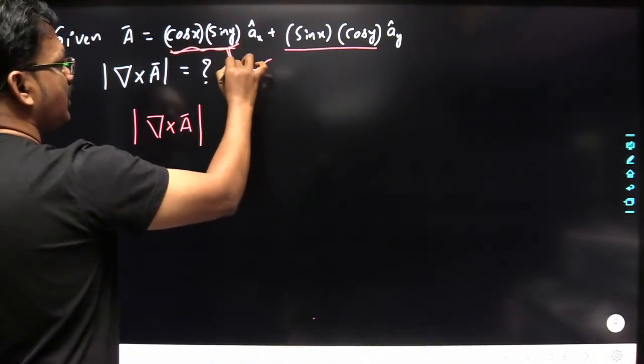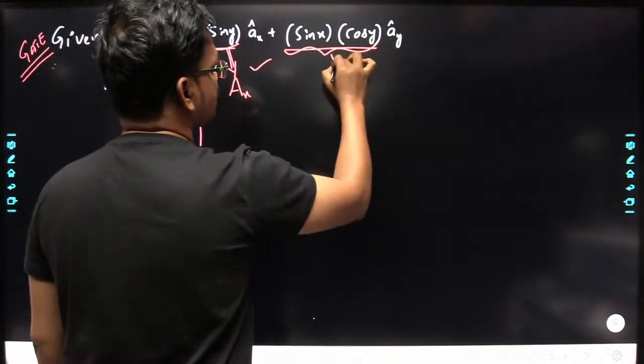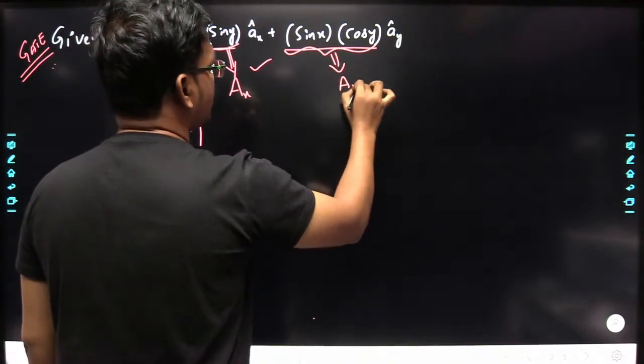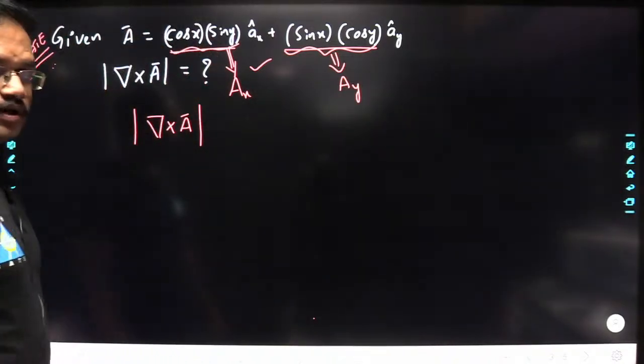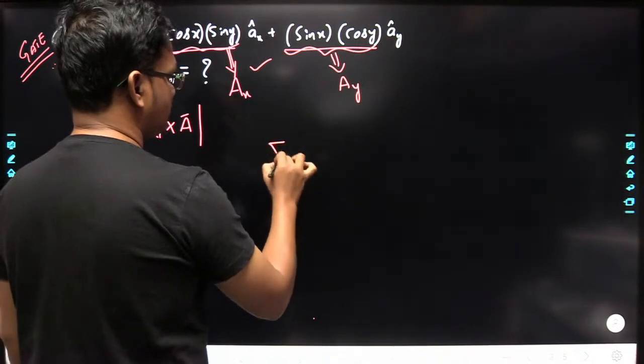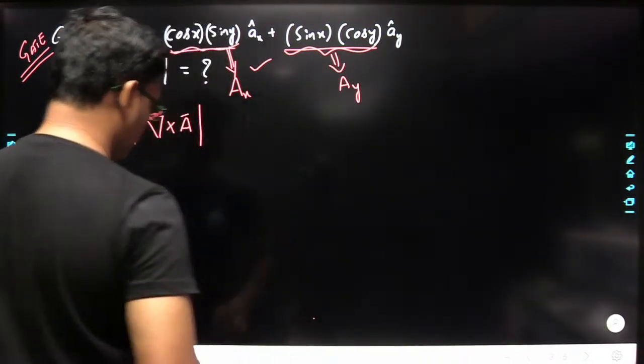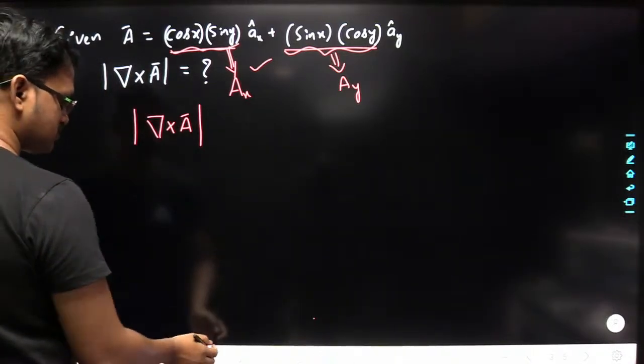This is nothing but the x component of A bar, and this is nothing but the y component of A bar. Okay, so try to determine the curl of A bar here. I said, how to expand this curl of A bar? So how to expand this curl of A bar?